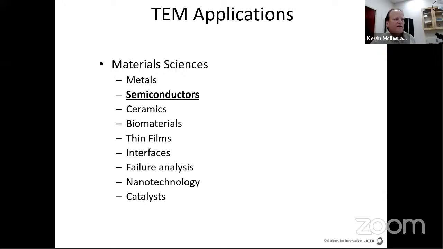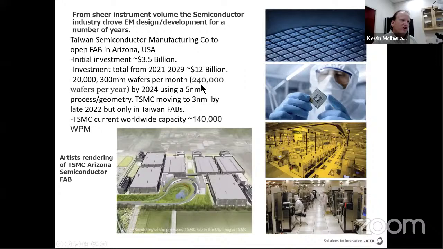In materials science, we can investigate metals, do research with ceramics, biomaterials, thin films, interfaces, and failure analysis of not only semiconductors but parts from other industries, nanotechnology, catalysts, and semiconductors. Now, for years, the sheer volume of instruments purchased by the semiconductor industry was massive. And so a lot of the design over a few decades was really geared toward semiconductor companies. They drove a lot of development.